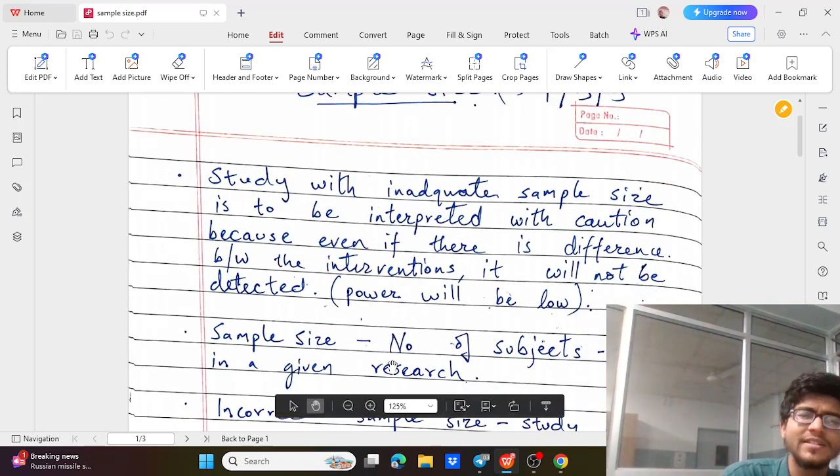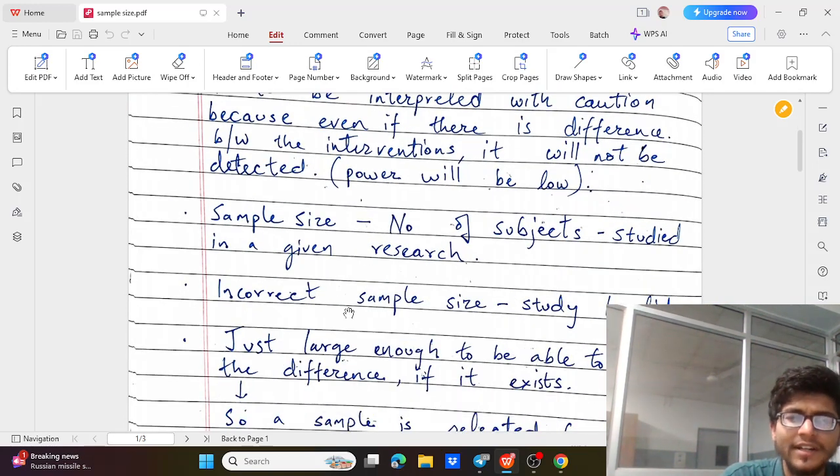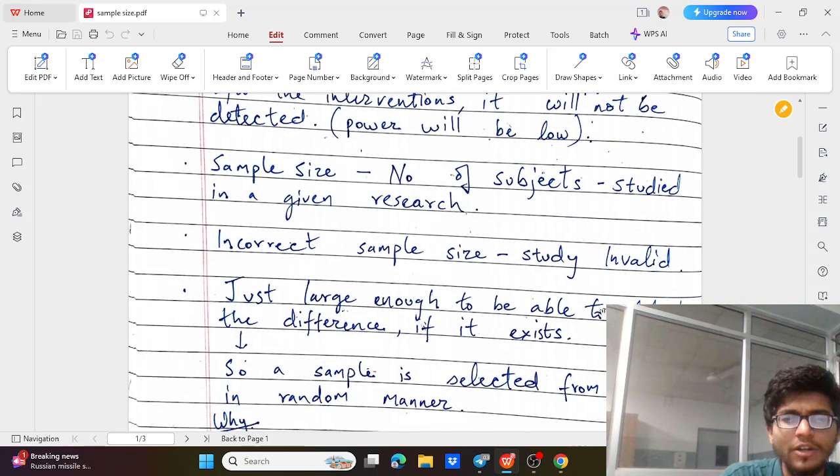So what is sample size? Sample size is how many patients or how many subjects we take for a research to do this study. So the number of subjects studied in a given research. If the sample size is incorrect, our study will not be valid. So we have to take care of that, and select the appropriate, right number of patients or subjects.